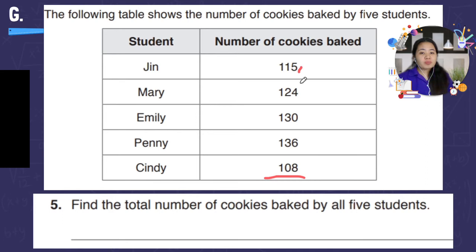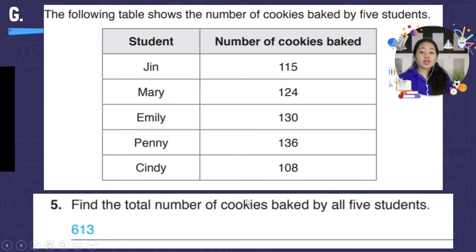5 plus 4 is 9 plus 0 is 9. 9 plus 6 is 15. 15 plus 8, that is 23. Next, 2 plus 1 is 3. Plus 2, 5. Plus 3, 8. Plus 3, 11. Plus 0, that is still 11. Carry 1. 1 plus 1 is 2. Plus 1, 3. Plus 1, 4. Plus 1, 5. Plus 1, 6. So the total number is 613 cookies. Okay, very good.